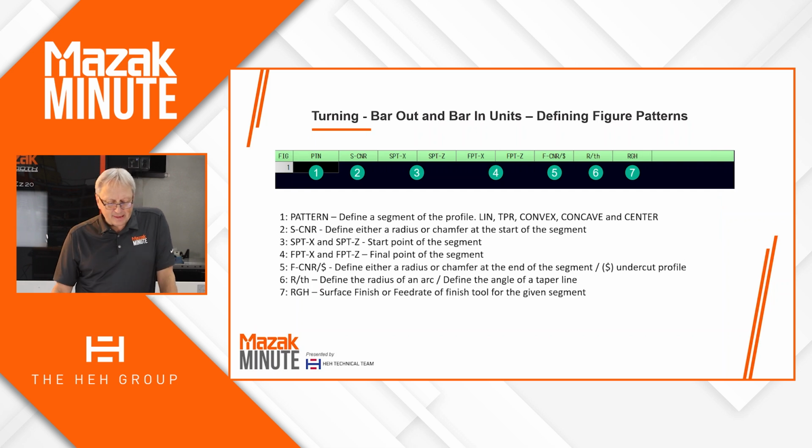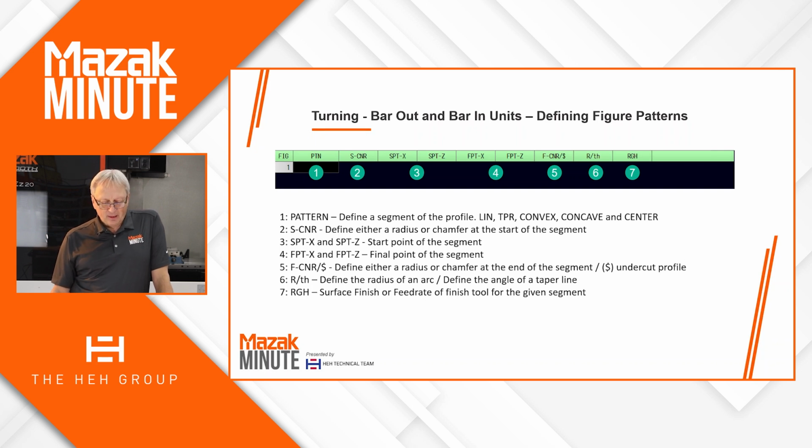So in that green section, you'll see that the balloon number 1 says pattern. In this, you'll see on the soft keys that there is line, taper, convex, concave, and center. S corner stands for start corner. There I can have either a radius or chamfer at the start of the segment. Start point X, start point Z is the start point segment of our figure.